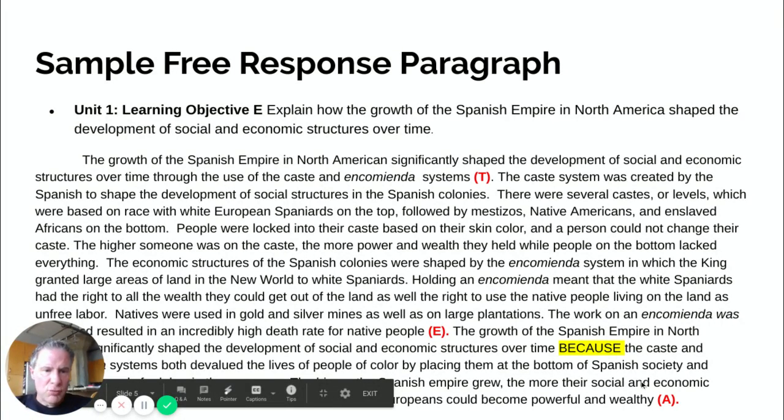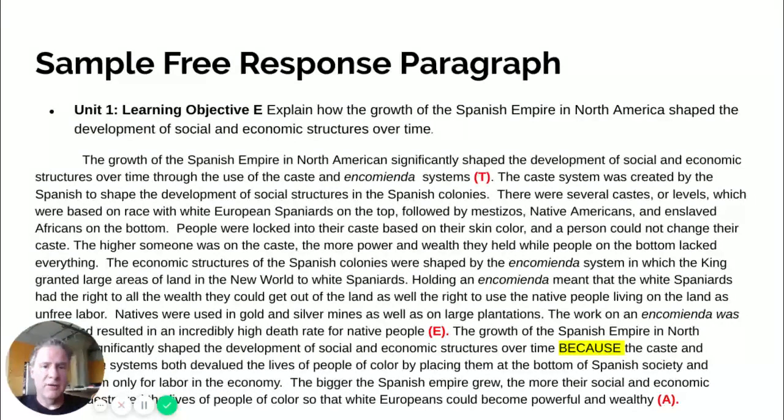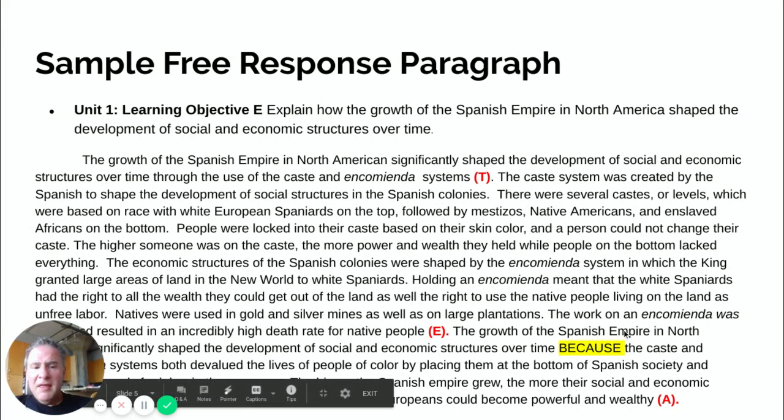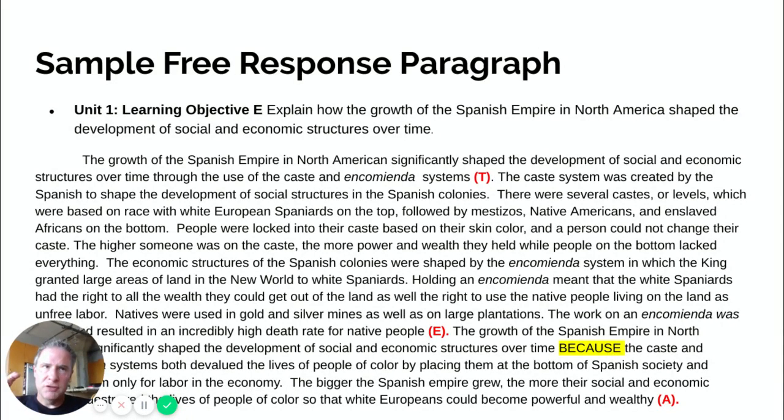If you do these three things in your essay, that will allow me to clearly see what your three parts are. That also, by doing the highlight in capital here, makes sure to remind you: do I have a because statement in my argument? If you don't, you may just be restating your historical facts.